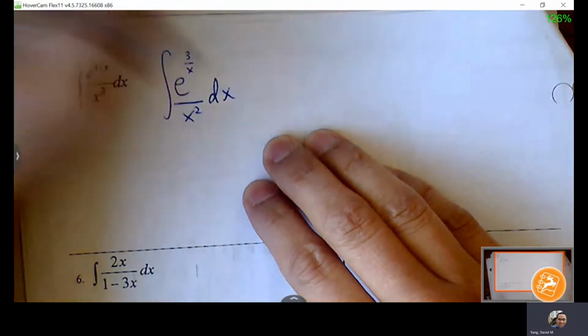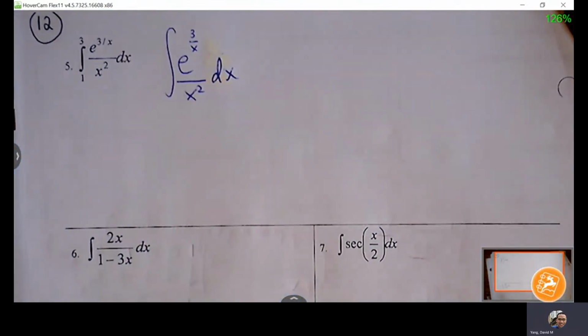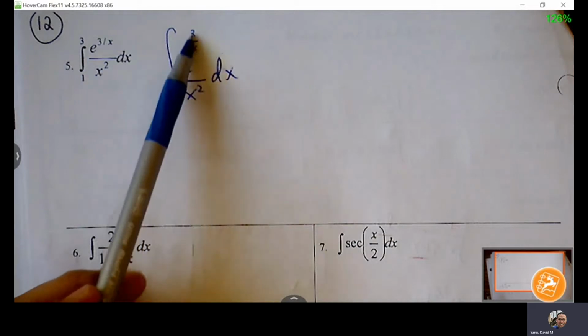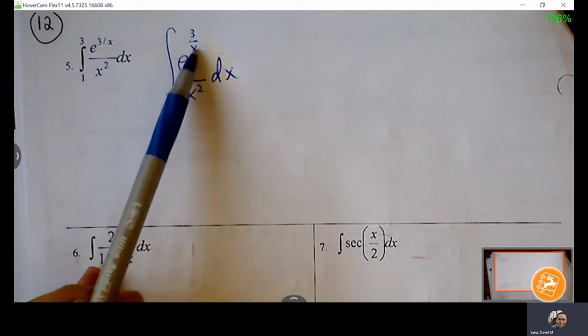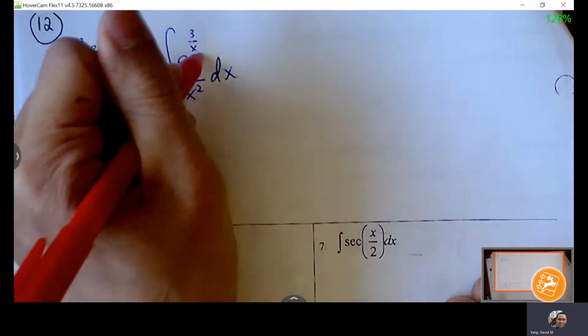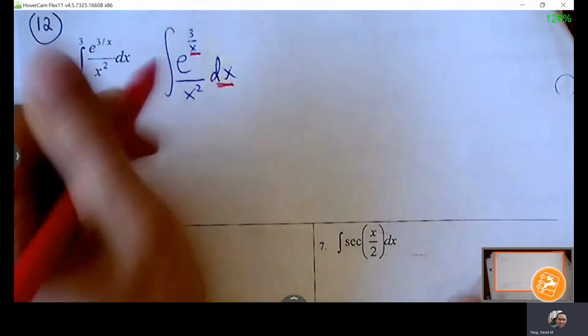Okay, any ideas? U substitution. Okay, what's our U value? The exponent, the 3 over x. It doesn't seem like this 3 over x is going to do a whole lot of good handling the x squared here, but that x is in the denominator, so things will behave in ways that we may not expect.